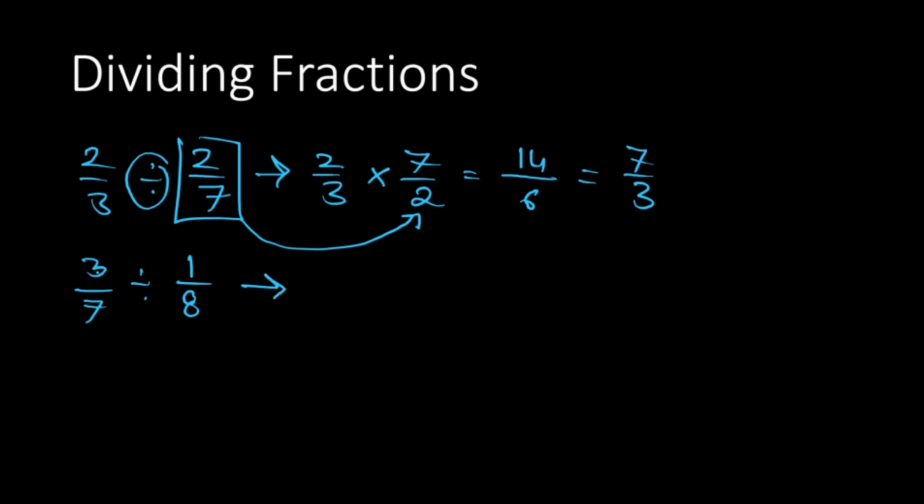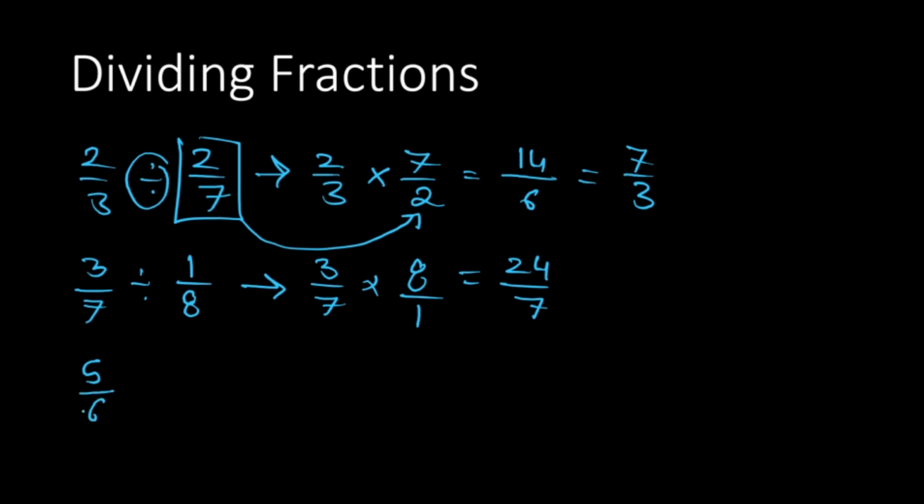Flip either 3 over 7 or 1 over 8 so that the sign can change to a multiplication sign. So 3 over 7 times 8 over 1. And that would give you 3 times 8, which is 24, 7 times 1, which is 7.